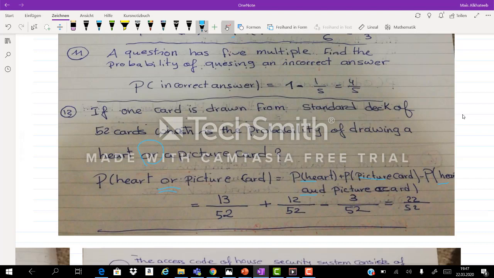طيب كم بيكتشر ممكن يكونوا هيرت؟ ممكن يكون عندي one king heart، one jack heart، and one queen heart. إذا ثلاثة بيكتشر ممكن يكونوا heart، فبيطلع معنا جواب 22/52. Okay. In this case we solve the 12. إذا now we move to the another one.